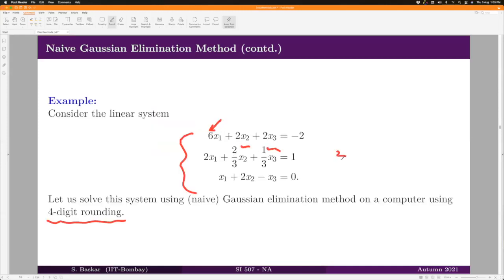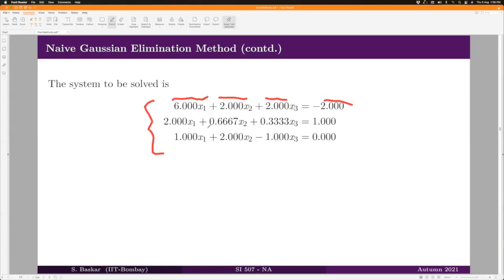So 2 by 3 is going to be 0.666, it goes on. And 1 by 3 is going to be 0.333 and it goes on. So if you use a 4-digit rounding for these two numbers, we will get 0.6667, because after 4 digits we are rounding, right? And this will be 0.3333. And they are, of course, very close to the number that we are supposed to insert here. But nevertheless, they are not exact, but they are very close to the exact value.